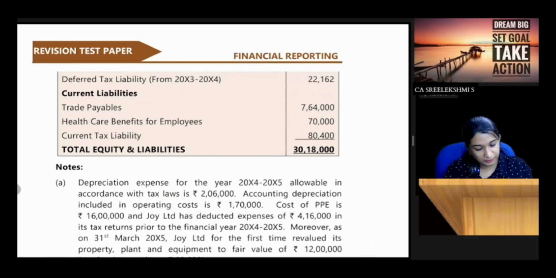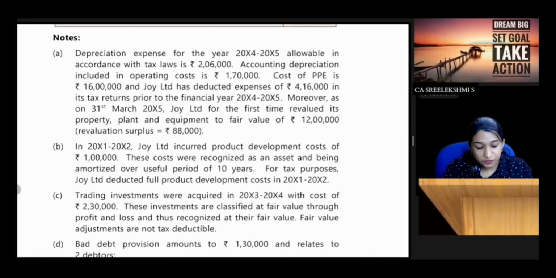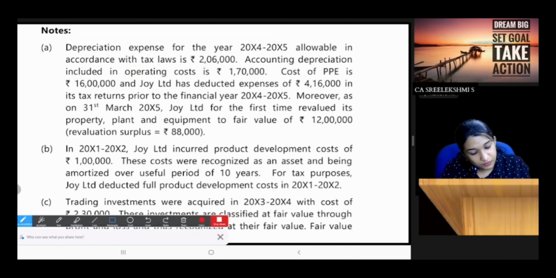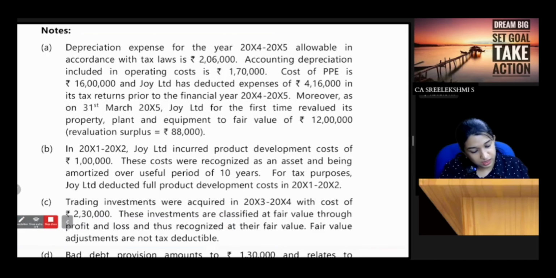Okay, fine. Depreciation expense for the year 14-15 allowable in accordance with tax laws is 2,06,000. Accounting depreciation is included in operating costs. So how much is given?